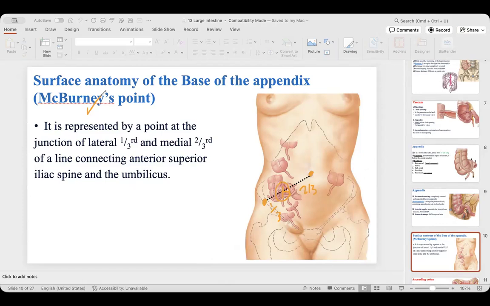Also, if you open to remove the appendix, you open at McBurney point. So McBurney point is a point between the medial 2/3 and the lateral 1/3 of the line between the umbilicus and the anterior superior iliac spine.